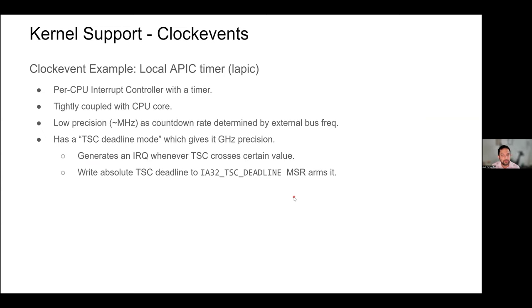So to go into some specific examples of clock events, we have the local APIC timer. This is a per CPU interrupt controller with a timer in it, and it's tightly coupled with the CPU core. By default, its clock is actually driven by the external bus, but you have this TSC deadline mode in it, which gives it gigahertz precision. In TSC deadline mode, whenever the TSC crosses a certain value that is programmed by the programmer, it generates an interrupt. So this lets you actually use the local APIC timer in a high resolution, gigahertz precision type of mode.